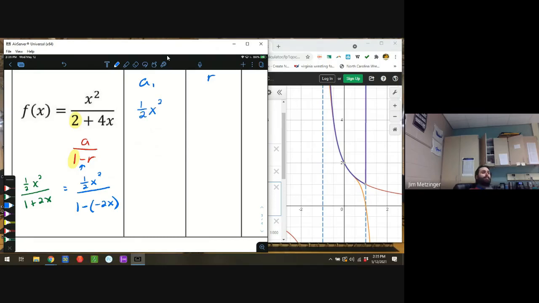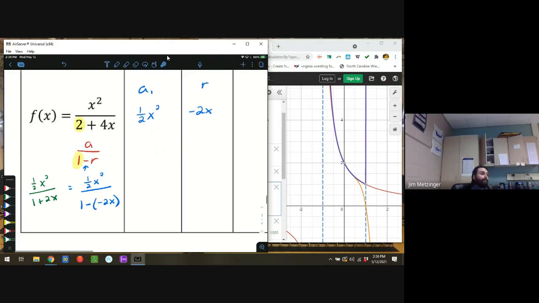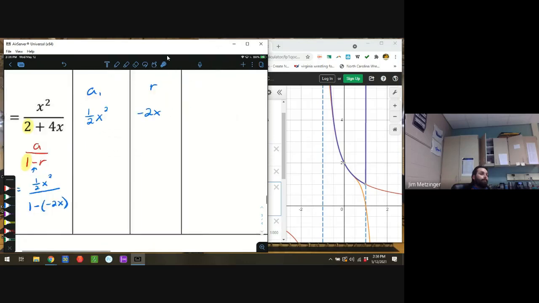Now, I can only do these power series expansions for certain kinds of equations. I should have made that clear earlier, but they're going to be these rational functions that look in this form. r is negative 2x. So I had to make sure I made the adjustment so that the front number was a 1, and I needed to rewrite it so instead of a plus, we had a minus. That's how we get these two. So let's write our power series and then write out our first 4 terms.